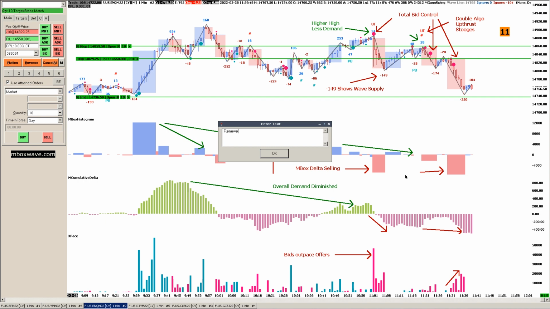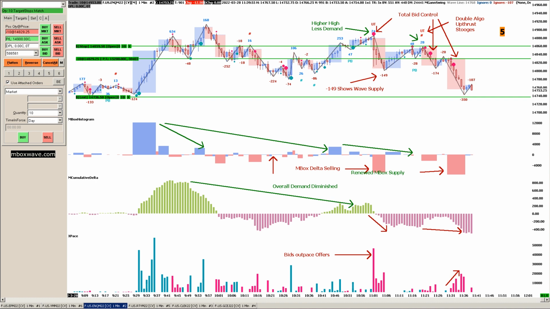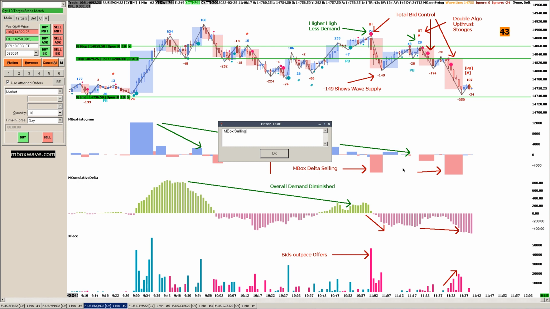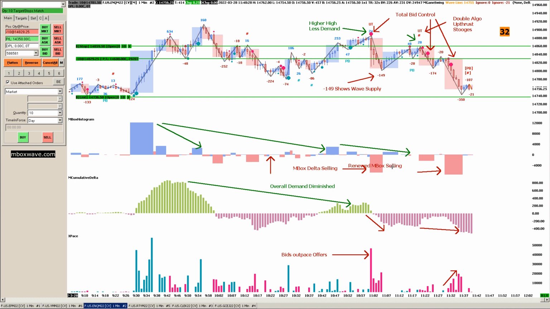So renewed MBox supply. Yeah, I really should call it selling, since this is the supply in the numbers here. I should delete it and rewrite it. I don't want to confuse you guys. All right, so this MBox selling renewed.